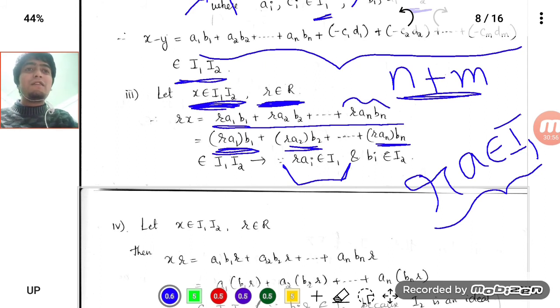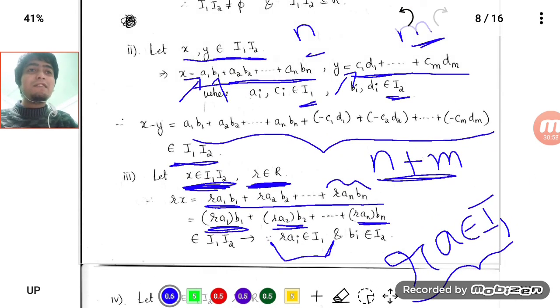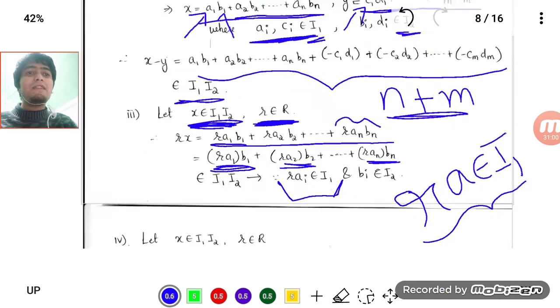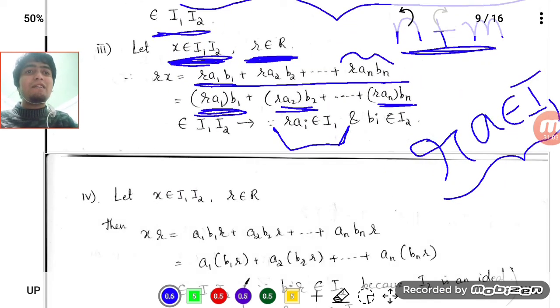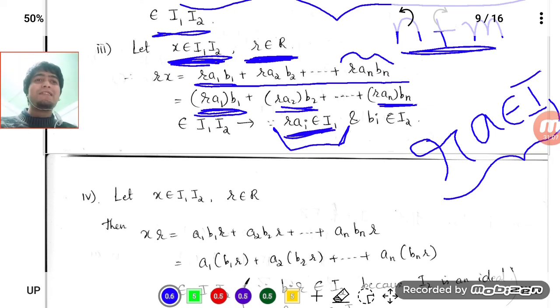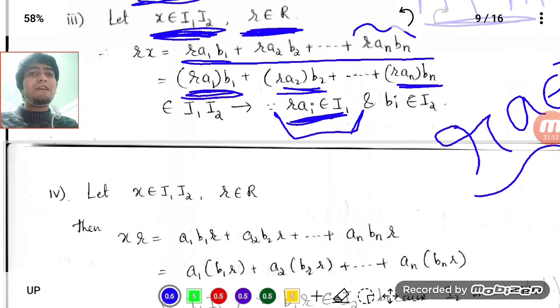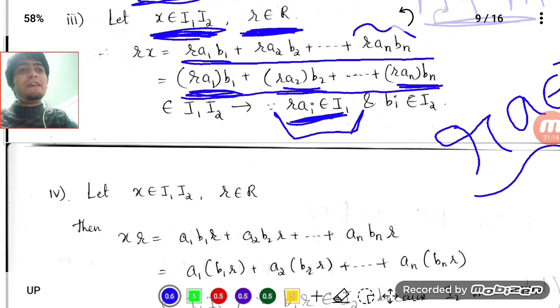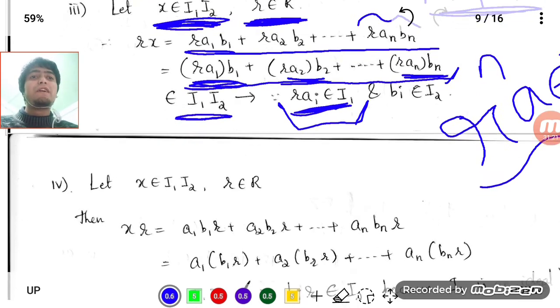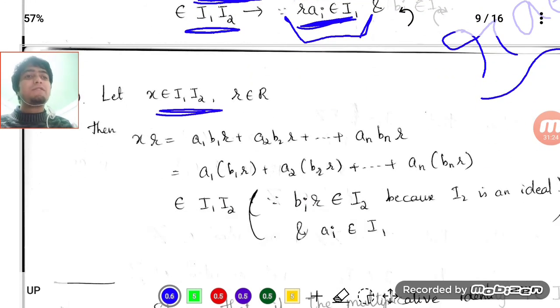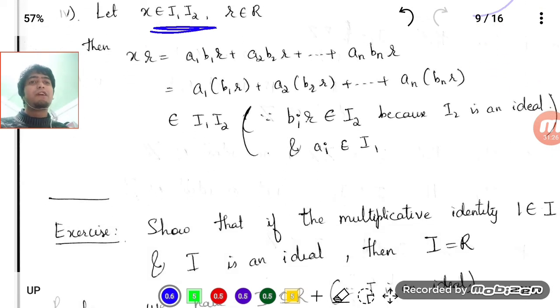Okay, because that is the condition for an ideal. A1, if you see over here, all the ai belong to I1, right? So if you multiply by r, ra1 will belong to I1. So that's why we have this. Similarly, ra2 belongs to I1. I hope that is clear. So rx can be written in this way, and it ends after n steps, right? So that's why it will belong to I1, I2. Similarly, this one will belong to I1, I2, even if you multiply x from the right by r.